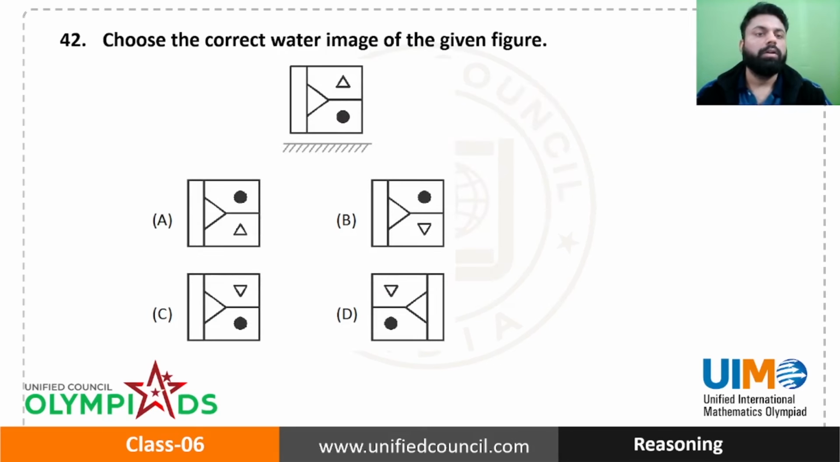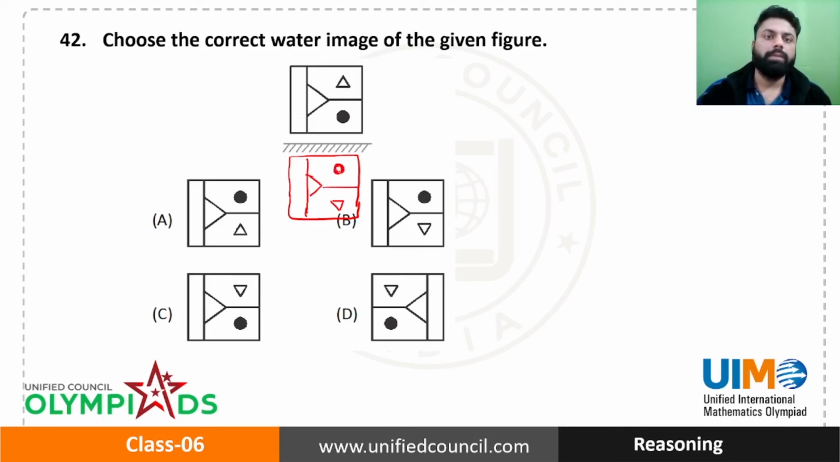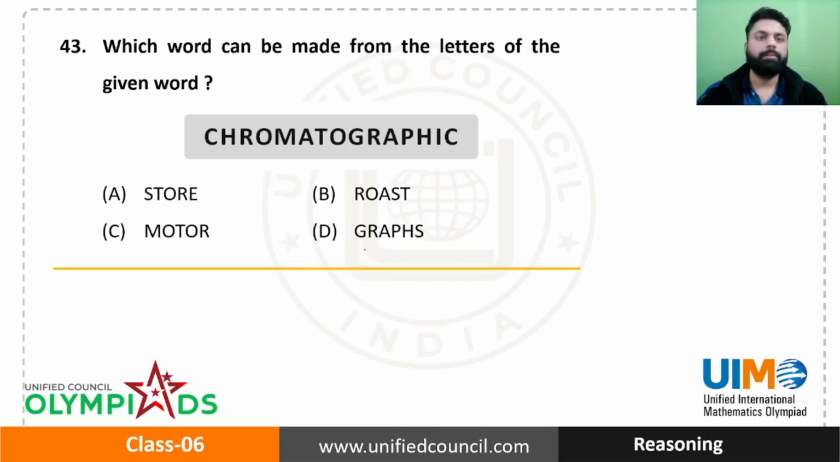Next one. Choose the correct water image. So if you look at the water image, there is the formation of a square like this. This line will be here itself. This will be as it is. Now this part is going to be like this, and this will be like this. That is nothing but the option number B.